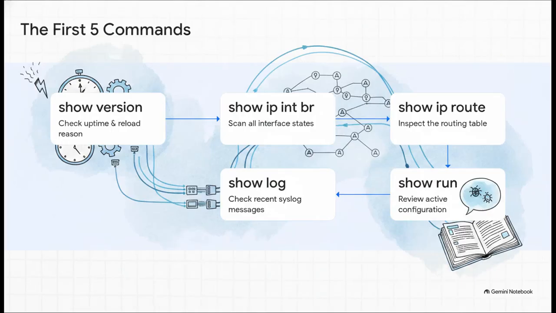And that brings us to the ultimate ritual, the first 5 commands you should run on absolutely any unknown device. This perfectly caps off our day-in-the-life framework. 1. Show version, to check the uptime and find out exactly why it last reloaded. 2. Show IP int brief, to scan what's physically connected. 3. Show IP route, to understand where the traffic can actually go. 4. Show running config, to read the exact rules the box is currently following. And 5. Show log, to see what the device is complaining about. Memorize this sequence. It will save you.